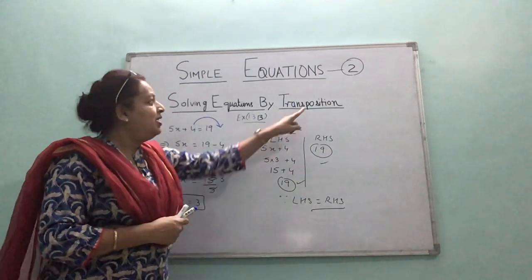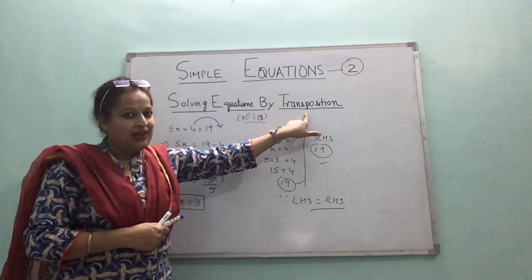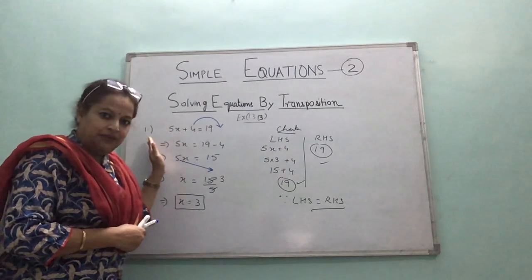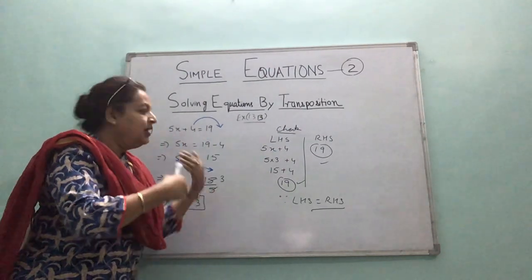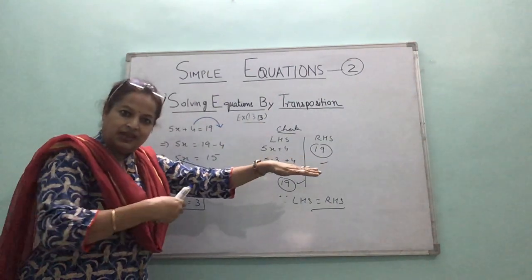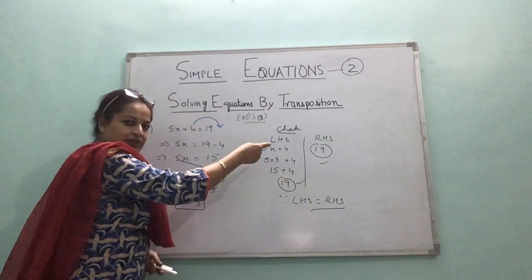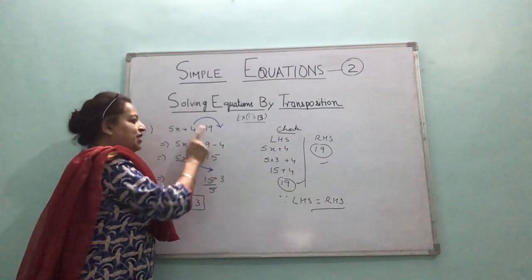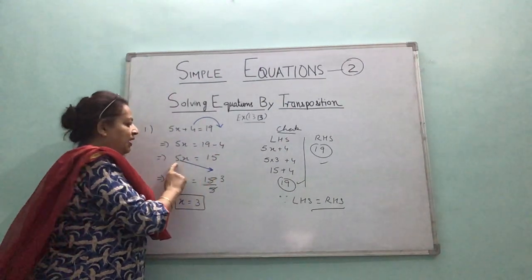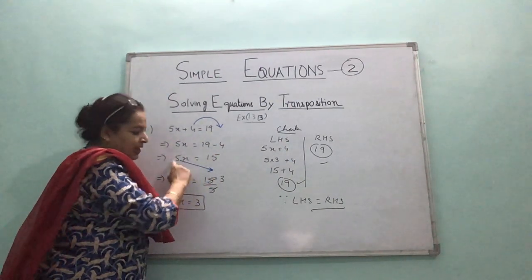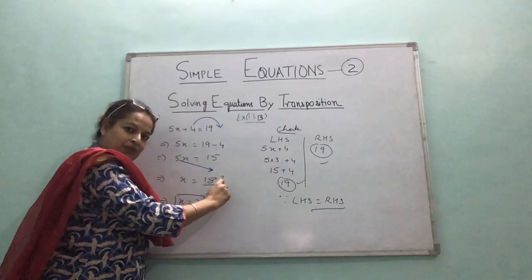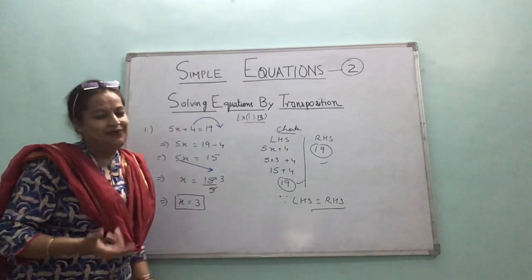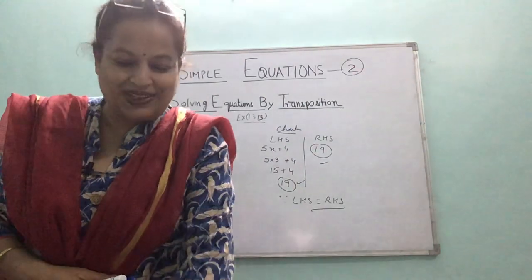This is by which method? Transposition. Once again, if there are more than one term, we keep the variable term on one side. All variable terms should be on one side and constants on the other side, right hand side. When you shift the term, you take it to the other side, change the sign. So we have shifted, plus 4 becomes minus 4. Now we are left with only a single term 5x. Then we cross multiply. When we cross multiply, whatever multiplies is dividing. So then we do not change the sign. Very simple rules of transposition.